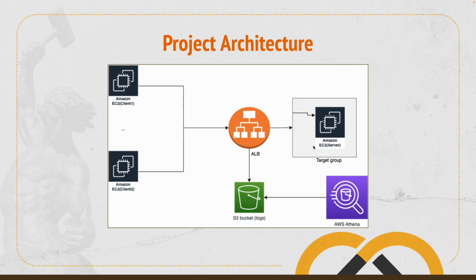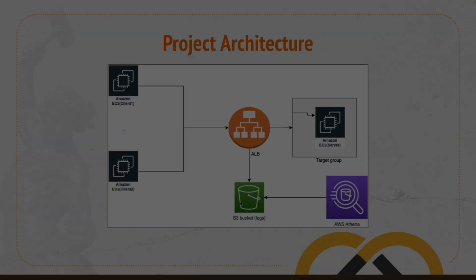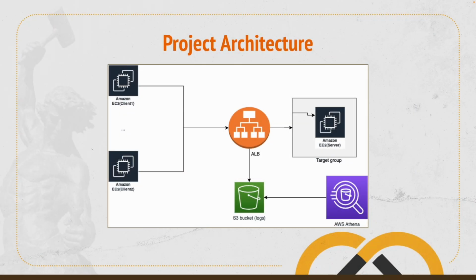We have an application running on an EC2 instance inside a target group, and then the target group will be pointed by an application load balancer. The application load balancer will point to the target group, which will redirect the request to the server. And then we're also going to have two EC2 instances simulating some clients making requests to the application directly to the ALB. At the same time, we're going to send all the logs from the ALB, the application load balancer, to an S3 bucket. And then we're going to use AWS Athena to query the logs directly from the bucket using SQL. Now you know how the project is going to look, so let's dive in.